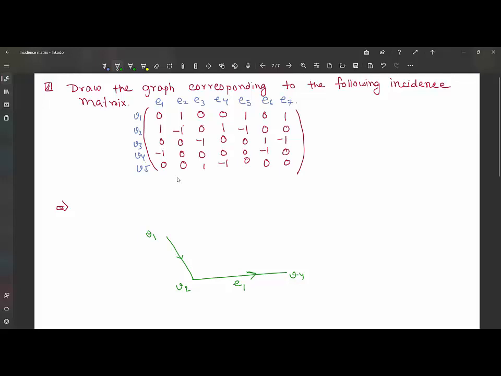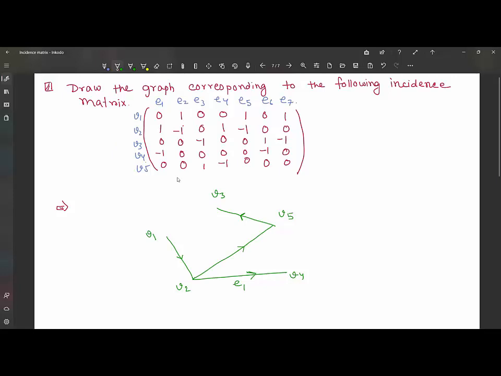Now E3 is between V3 and V5, so it is a different part and we take it separately. So here it is V3 and V5. E3 is from V5 to V3, the direction is towards V3, so from V5 to V3 is the arrow direction. After that, E4. E4 is from V2 to V5, so this is V2 and this is V5, and it is from V2 to V5.